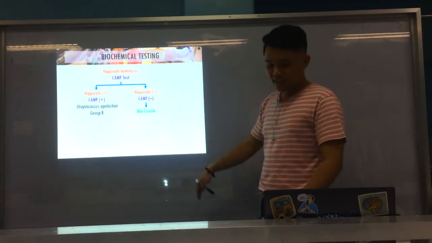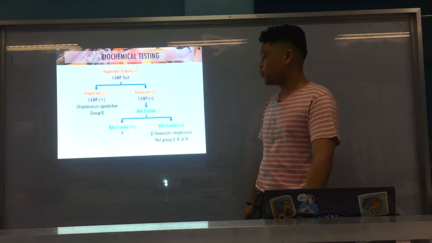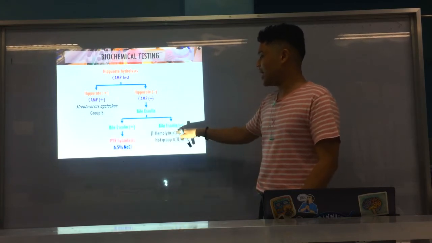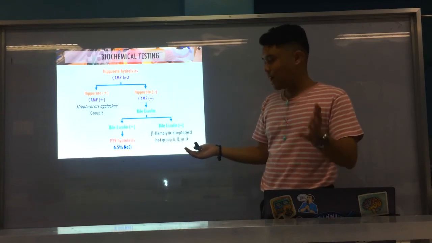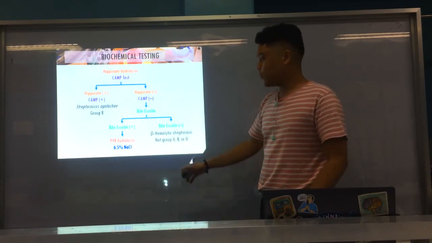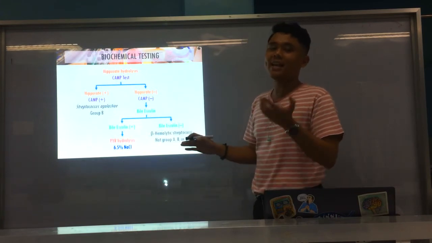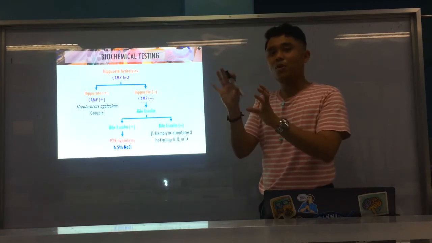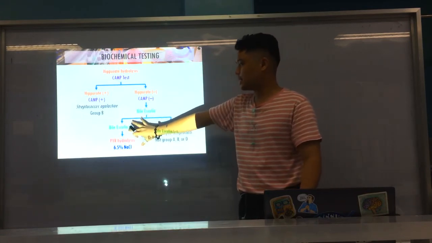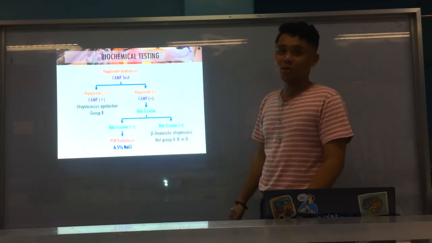Which is bile esculin. If bile esculin is negative, it could be the other beta-hemolytic Strep that is not group A, B, or D. And if it's bile esculin positive, we subject it to PYR hydrolysis and 6.5% NaCl. So again, that's the flow chart, the flow. We'll discuss this in the later part. That's for the Enterococcus species or viridans.